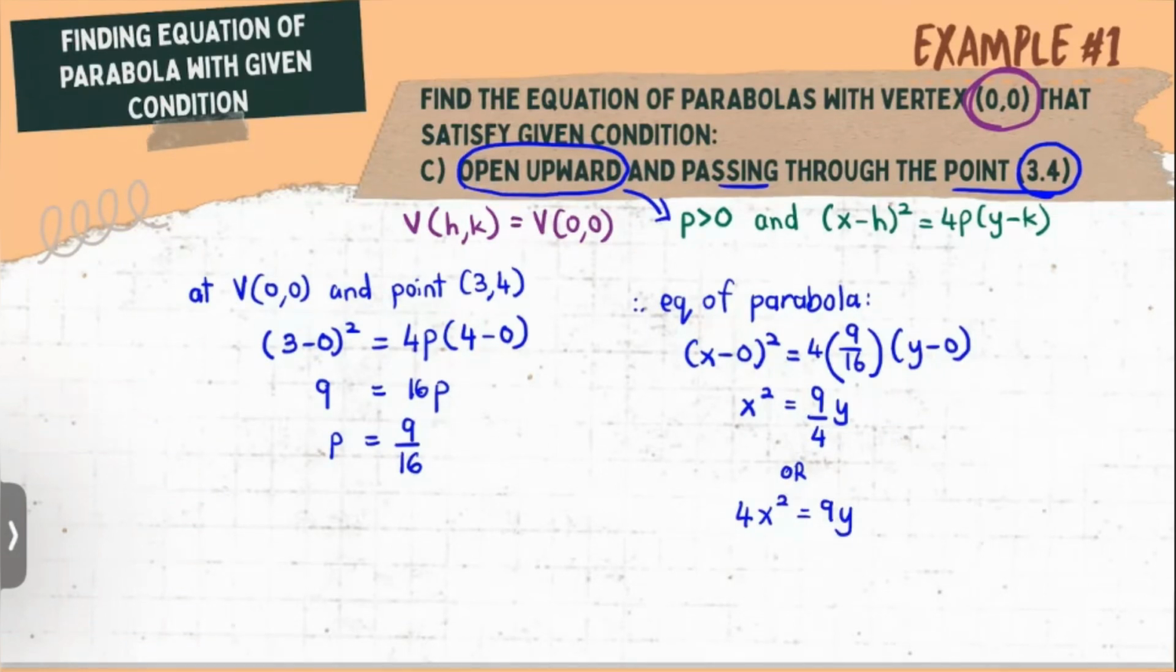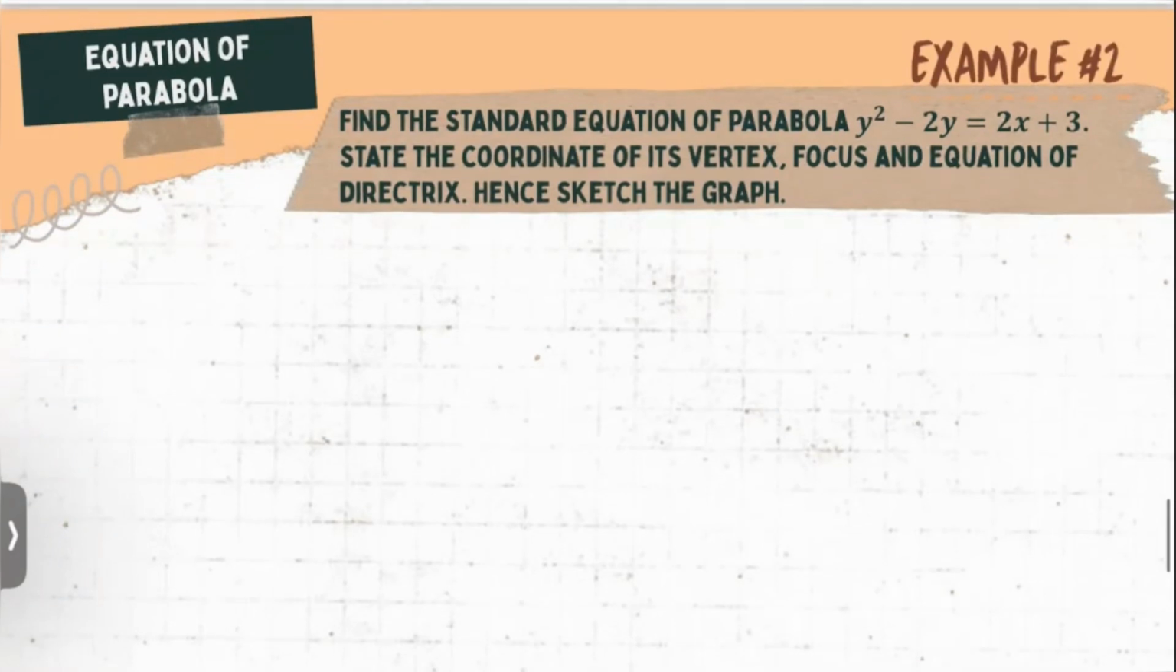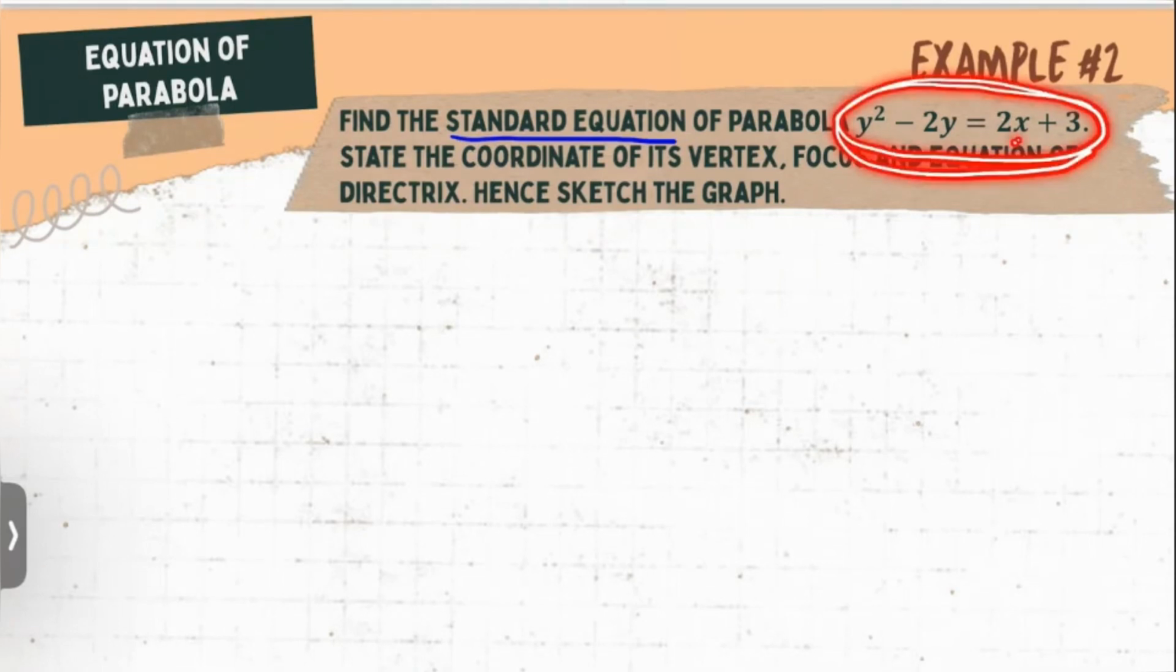So let's go through the next example. Okay, yang ni dia bagi vertex dekat kosong-kosong kan. So sekarang ni kita cuba tengok apabila vertex itu berada di selain kosong-kosong. Okay, so let's look here. Find the standard equation. Okay, dia minta kita cari standard equation of the parabola ini. So ini belum lagi standard equation.